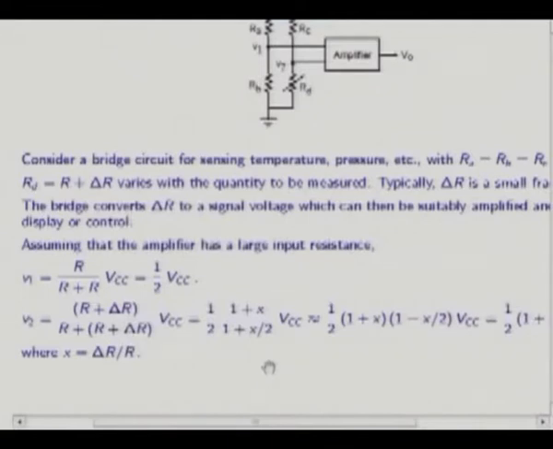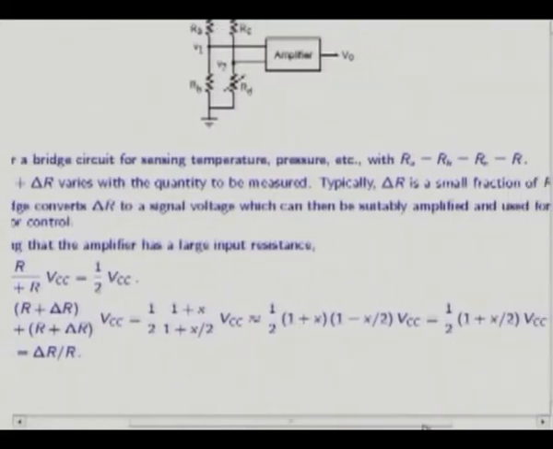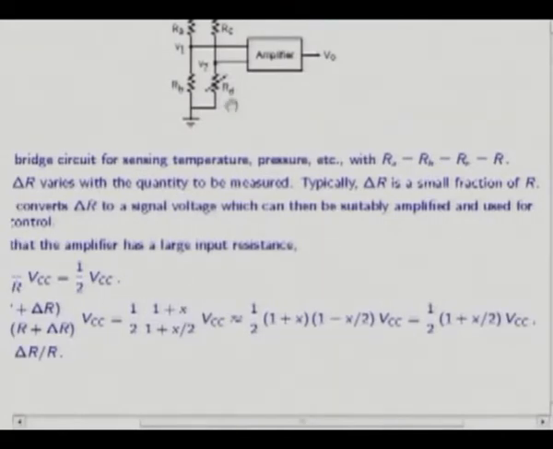And X is a small number, it could be like 0.05, 0.02, 0.1, plus or minus, depending on the quantity that you are measuring. And I can simplify this using approximations, and I get finally something like this: half times (1 plus X by 2) times VCC. So this V1 here is half VCC, V2 here is half VCC plus a little bit extra, and that extra quantity is actually proportional to the signal that you are trying to measure.